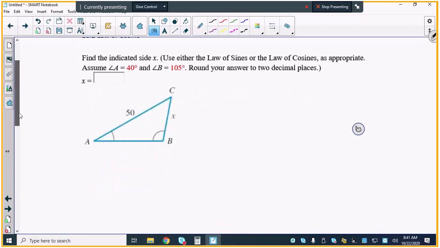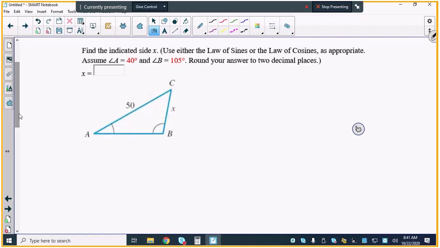In our second example, we are going to find the indicated side x, just like the last problem. This time we are given two angles. Angle A is 40 degrees and angle B is 105 degrees, and we know that the side small b is 50 units. Okay, so let's put the information down. So this is 40 degrees, this is 105 degrees. So clearly, a very simple way of finding the side x will be using the sine rule for this problem.